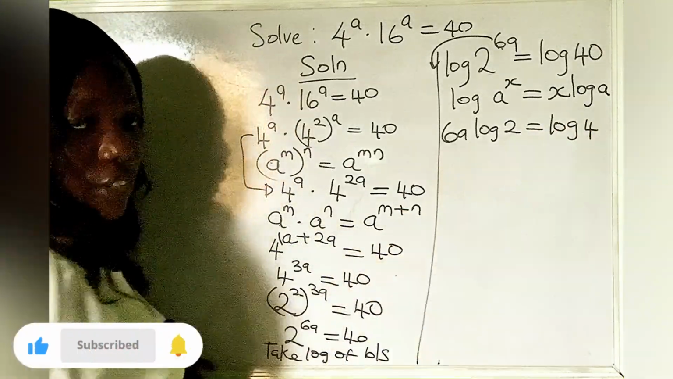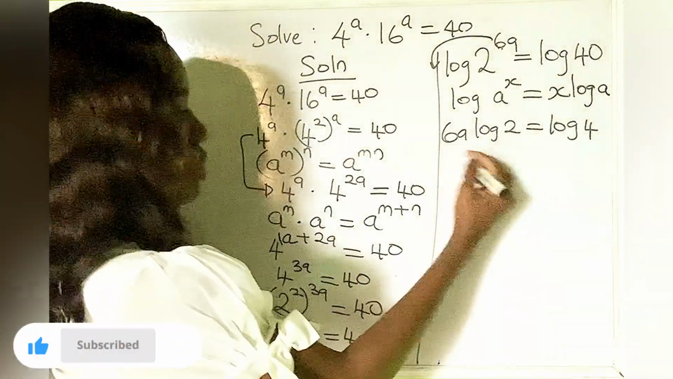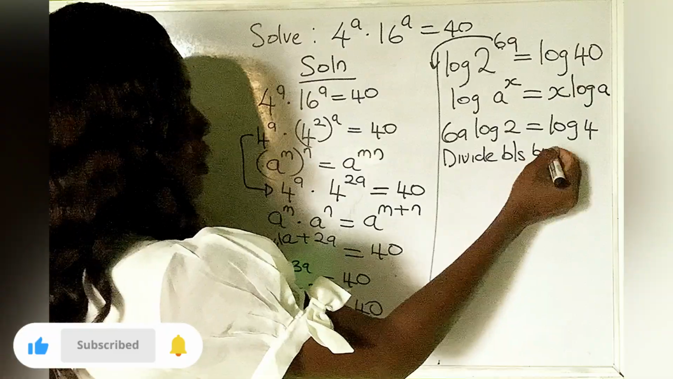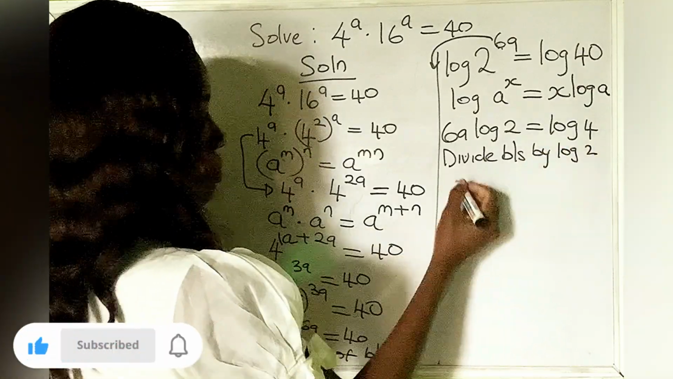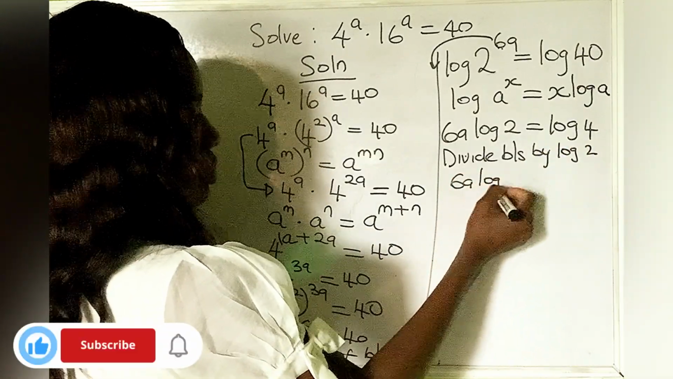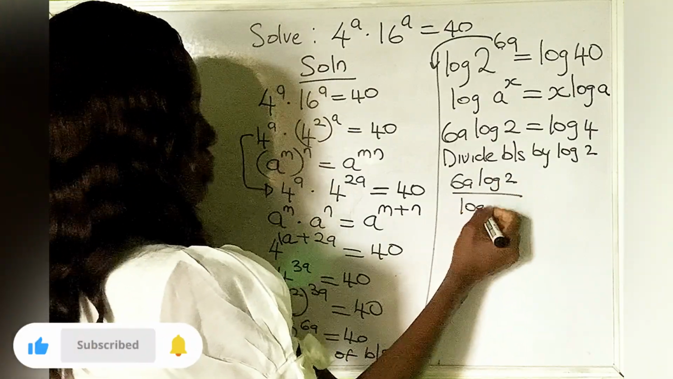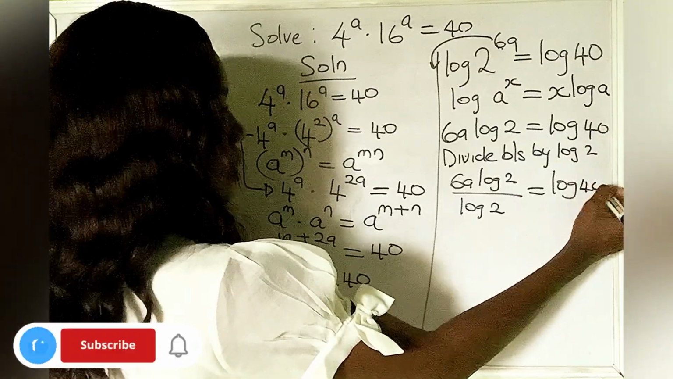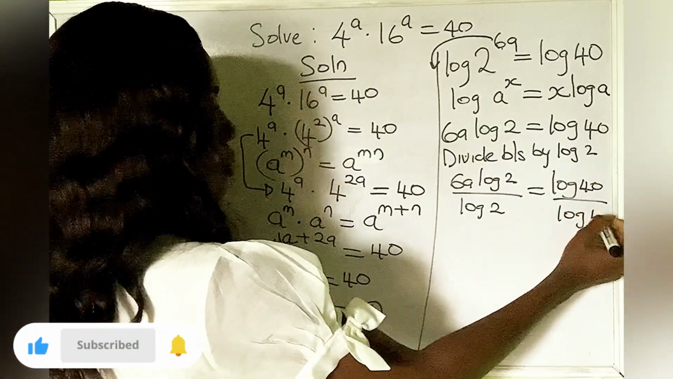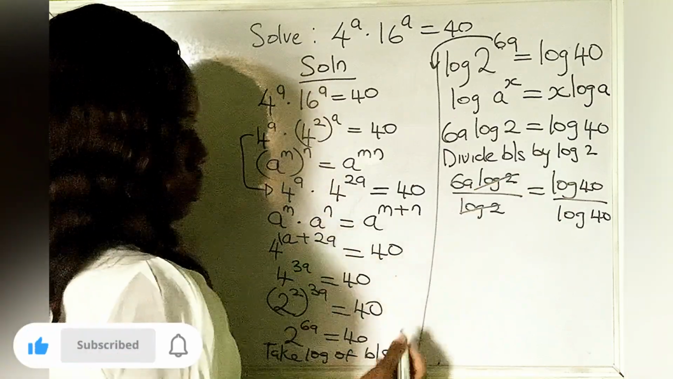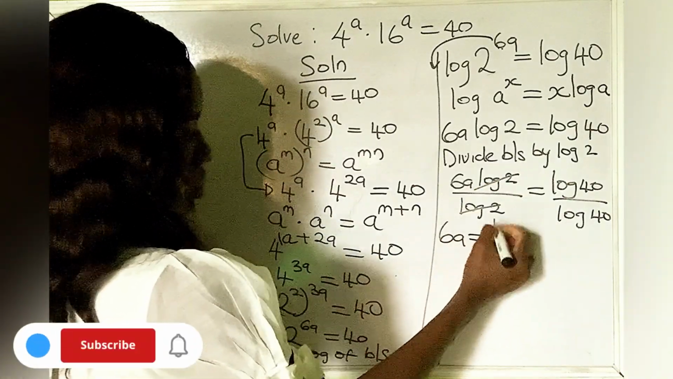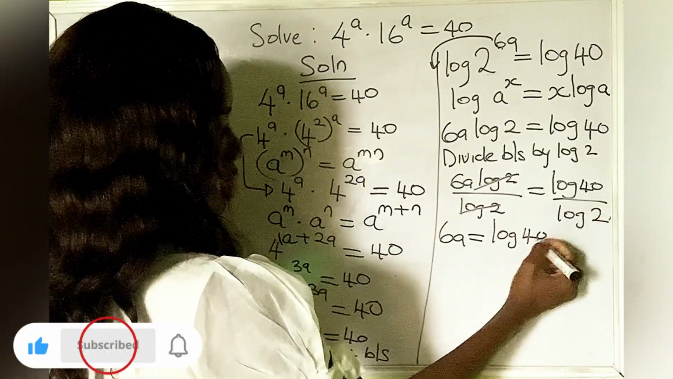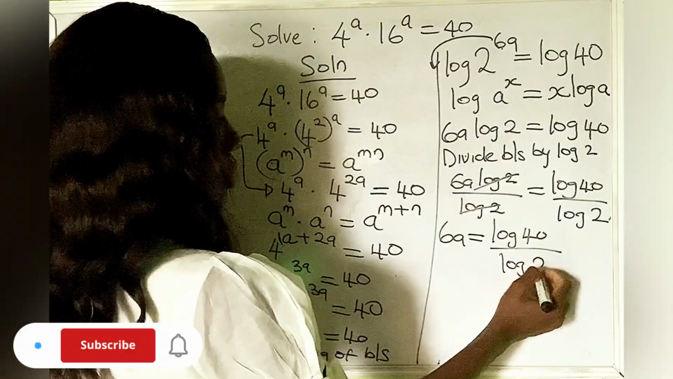Now we're looking for the value of a. So we'll be dividing by this other part of it. So we'll divide both sides by log 2. Okay, so 6a log 2 divided by log 2 is equal to log 40 divided by log 2. So log 2 cancels log 2. We have 6a is equal to log 40 over log 2.